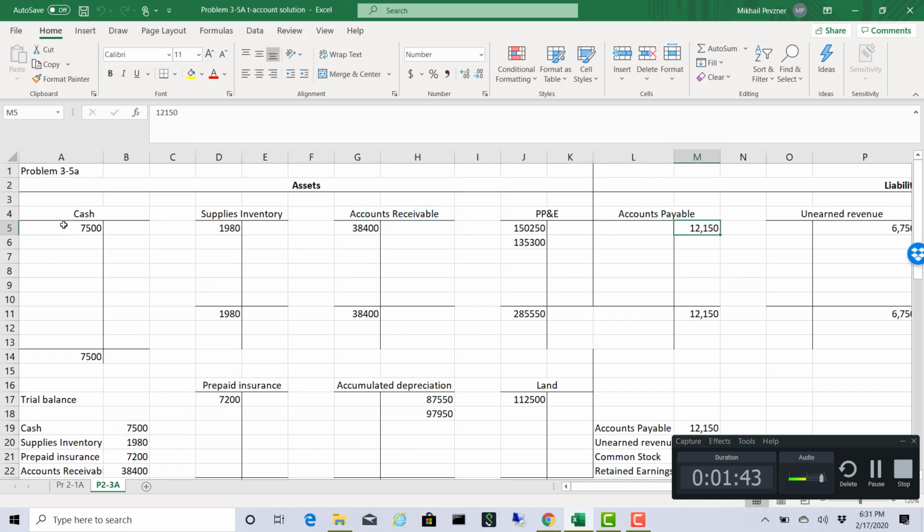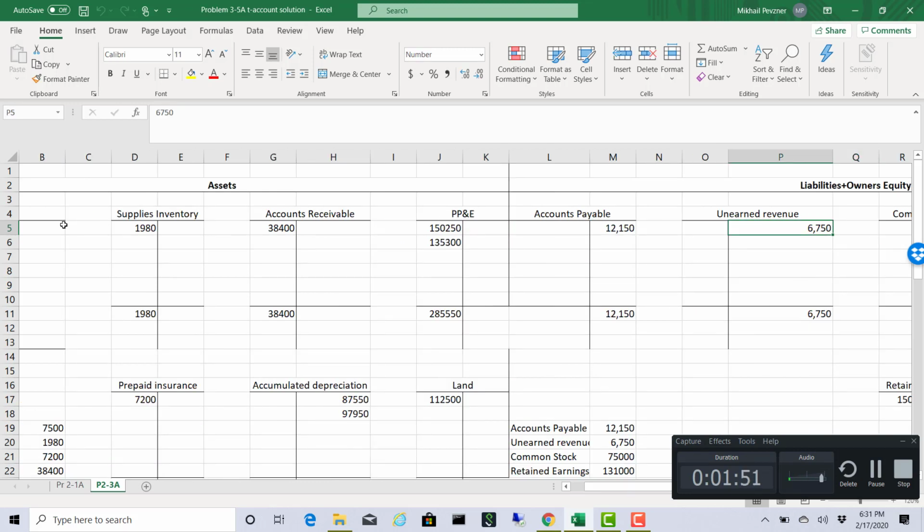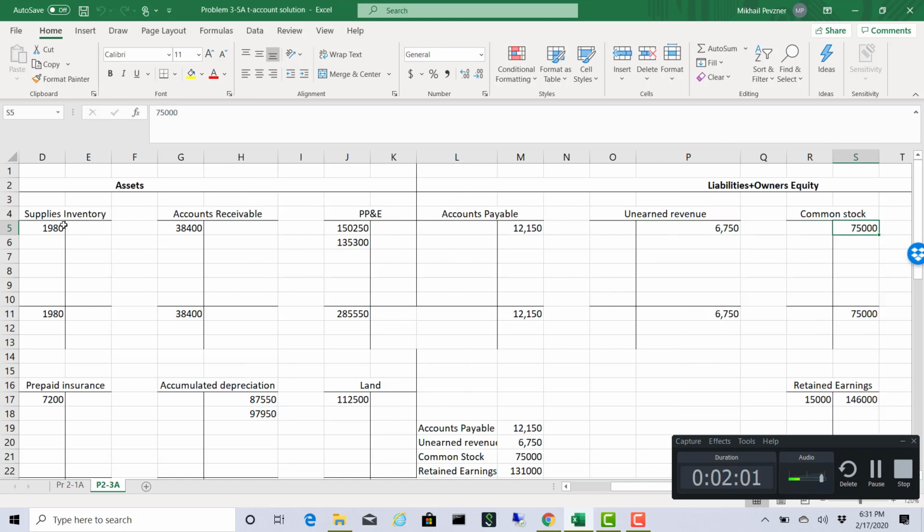So accounts payable is a liability of 12,150, a credit account. Then I have unearned rent, which I put in the unearned revenue account. You can call it unearned revenue, unearned rent, doesn't matter. It's a liability of 6,750. I have common stock, which of course is an equity credit account of 75,000. Retained earnings is a credit of 146, offset by a dividend debit, right? Because it's a reduction to retained earnings. So I have 15,000 here. You see that?